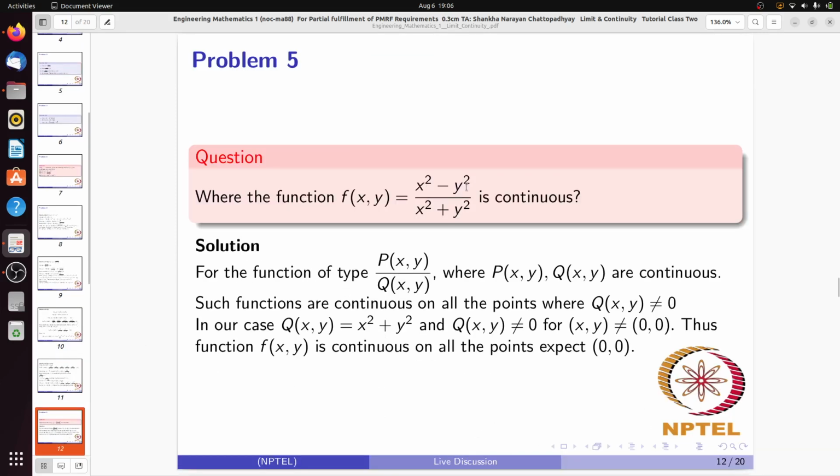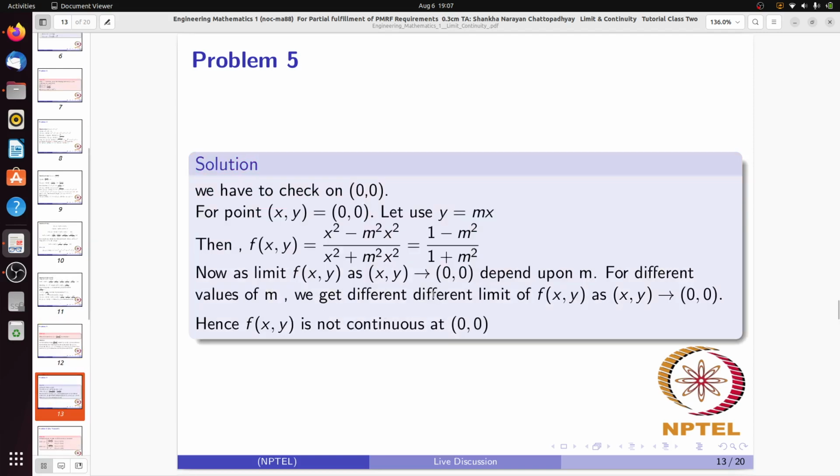This is also a very easy problem. It is only a problem on x square plus y square equals 0, 0, so you have to check only the point (0,0), because it can have only a potential singularity. Otherwise at every point it is continuous, as x square minus y square and x square plus y square are themselves polynomial functions, so they are continuous.